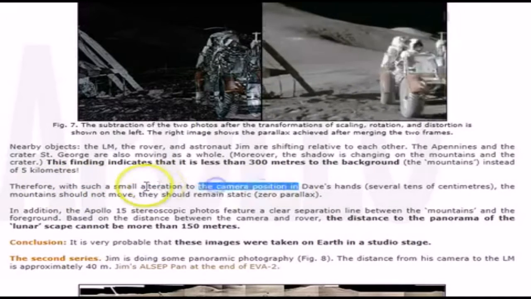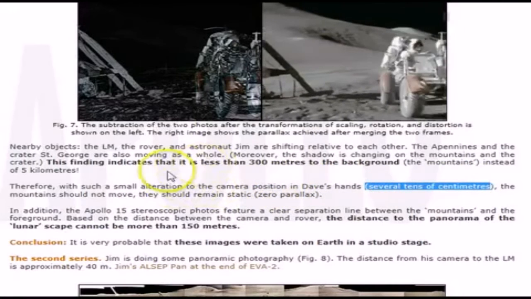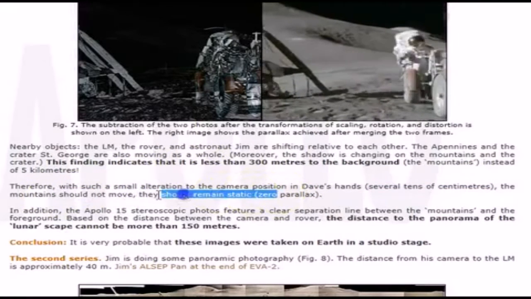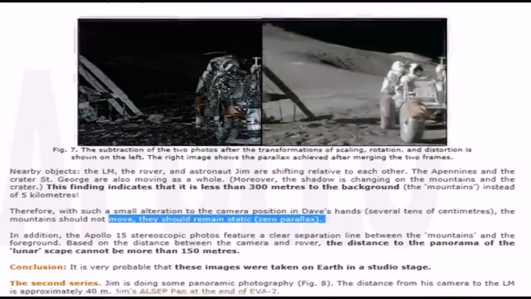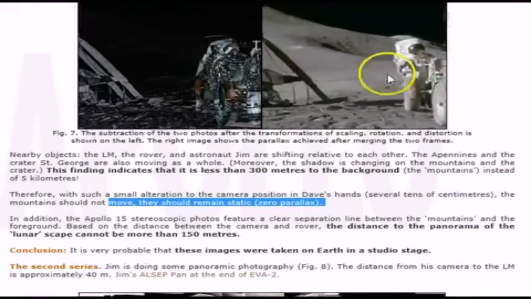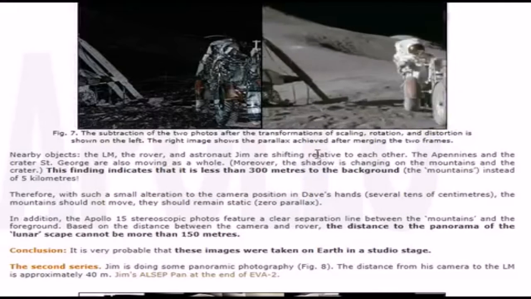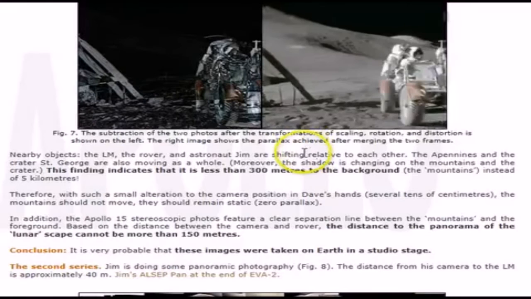Therefore, with such a small alteration to the camera position in Dave's hand, several tenths of centimeters, the mountains should not move. They should remain static, 0 parallax, as we saw up here with the stacks. Say it should be like that. But instead it moves when you get down here. See how it's moving? It means it's only 300 meters away, which is less than about 1,000 feet.